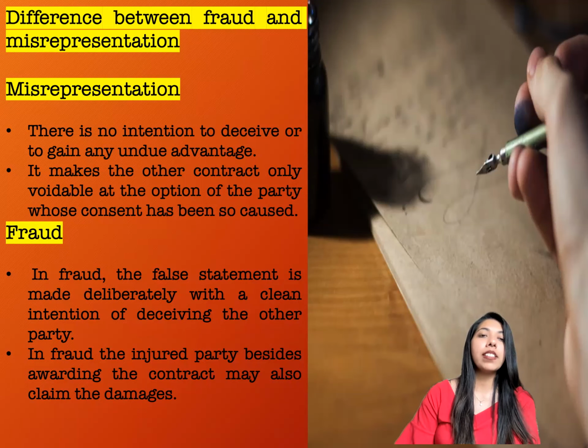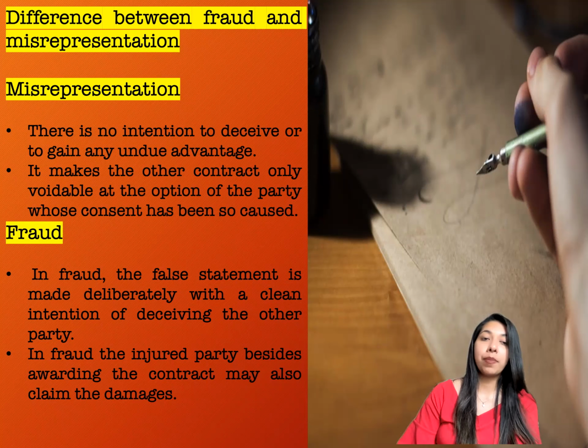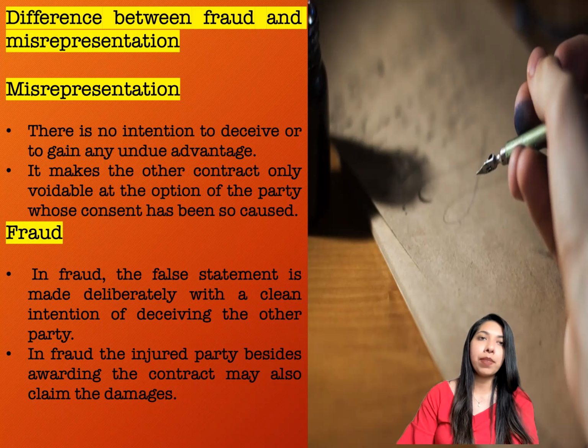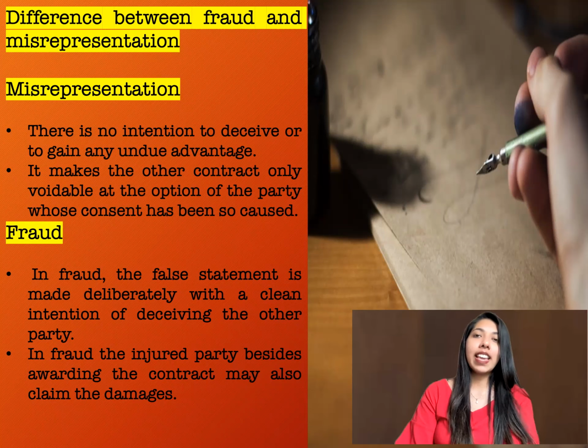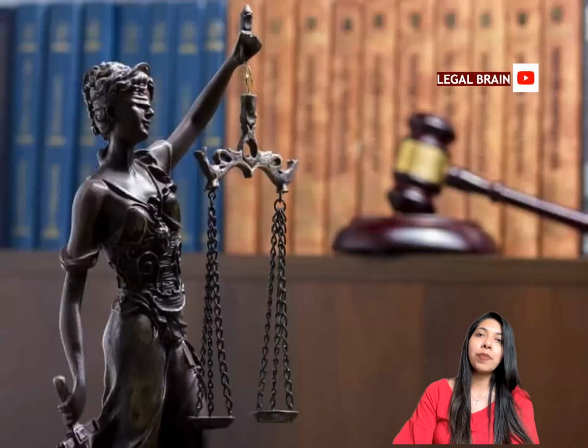The second point is that misrepresentation makes the contract only voidable at the option of the party whose consent has been so caused. So the effect will be a voidable contract. In the case of fraud, the injured party, besides avoiding the contract, may also claim damages, that means compensation from the party. So these are the differences between fraud and misrepresentation.